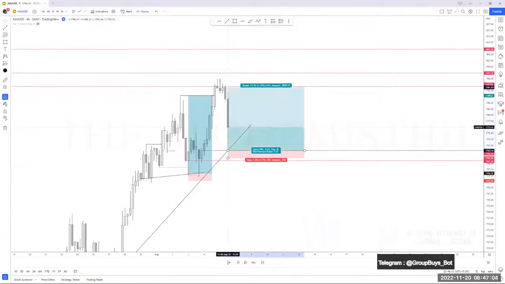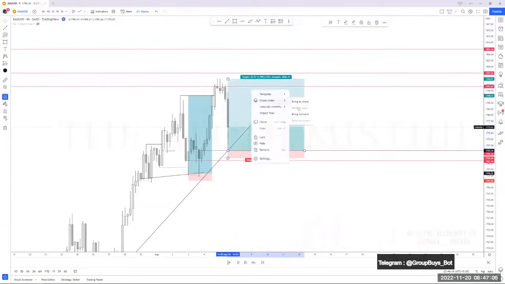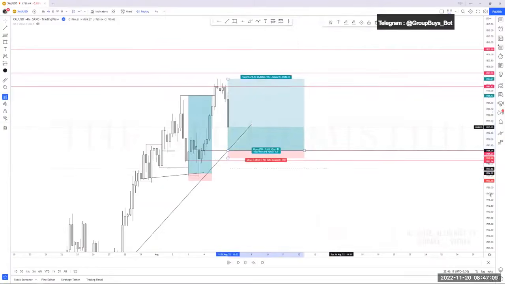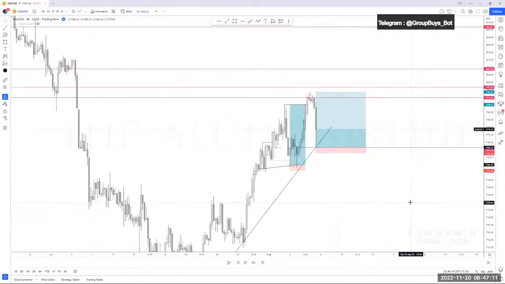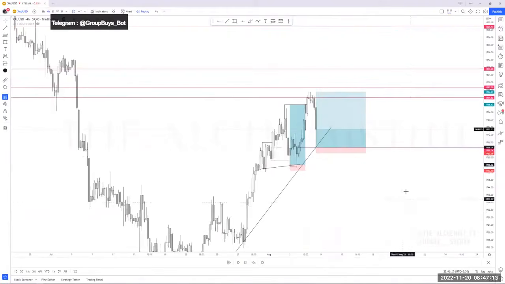Where's our target? Where are our targets? Here. Right? So once again, what is that? You have a 1 to 9. Isn't that enough? More than enough, right? Okay, that is more than enough.